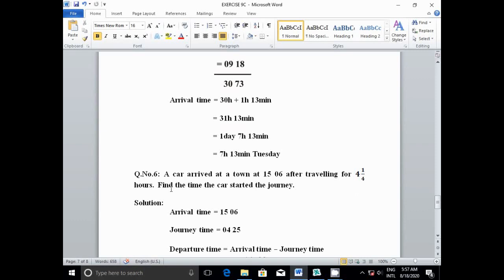Now 4 into 1 upon 4, this time represents 4 hours and then this first 4 represents 4 hours, and this 1 upon 4 represents fourth part of 1 hour, which is 15 minutes. So 4 into 1 upon 4 means 4 hours and 15 minutes, which is the journey time. Here, traveling means journey time.